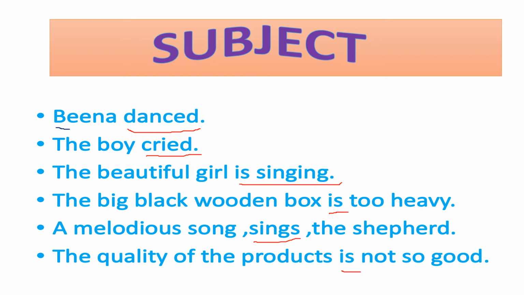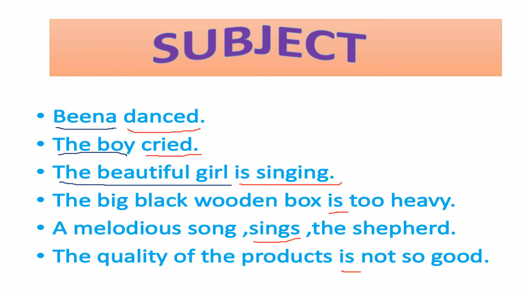Who danced? Then we'll get the answer: Beena danced. In the second sentence, who cried? Then we'll get the answer: the boy cried. In the third sentence, who is singing? Then we'll get the answer: the beautiful girl is singing.